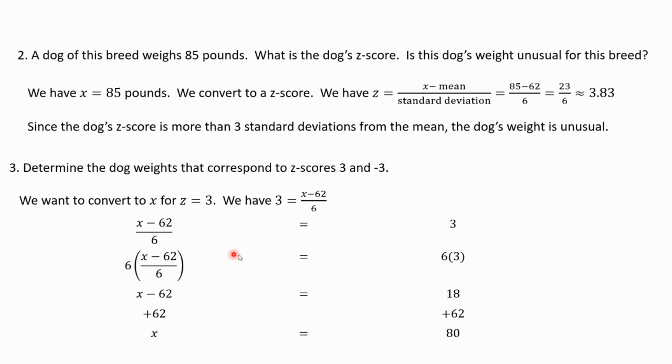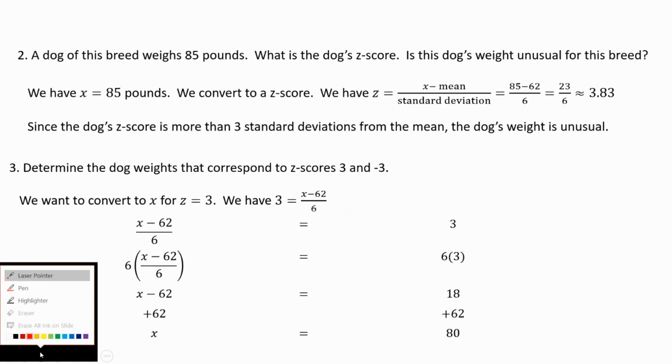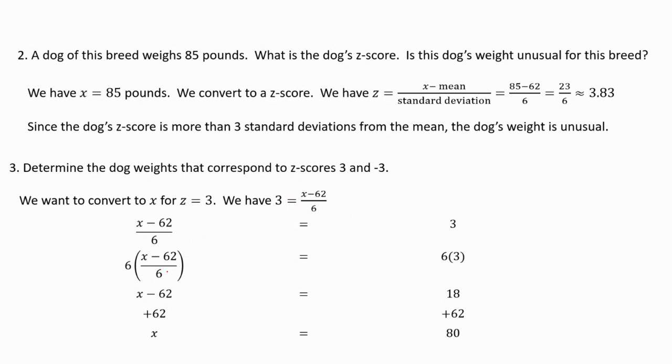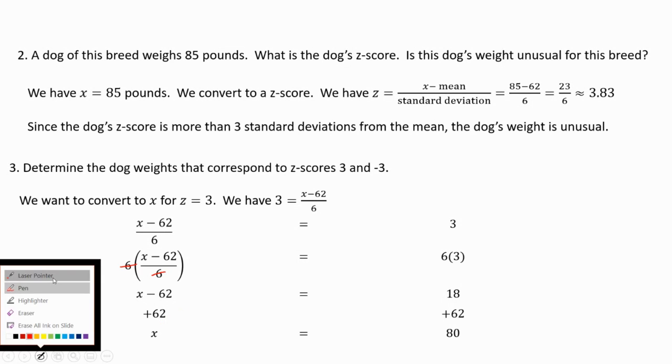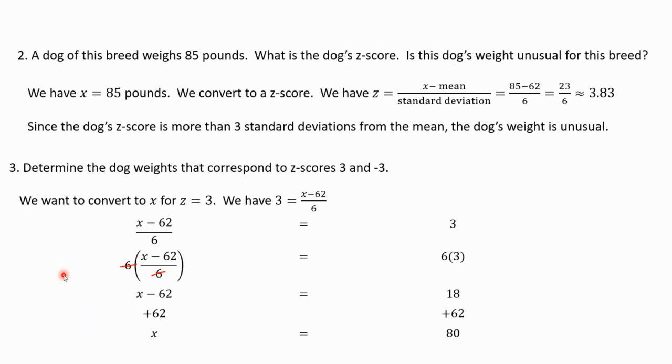It's just like before. We can solve by first multiplying by 6 because we eliminate the denominator. So these cancel. We get x minus 62 is 18. And then we add 62 to both sides, and we get x is 80. So 80 pounds has a z-score of 3.